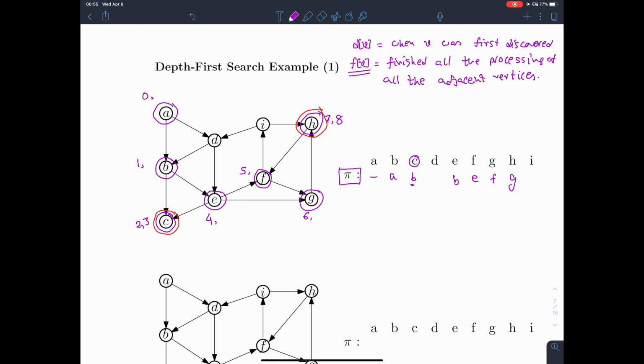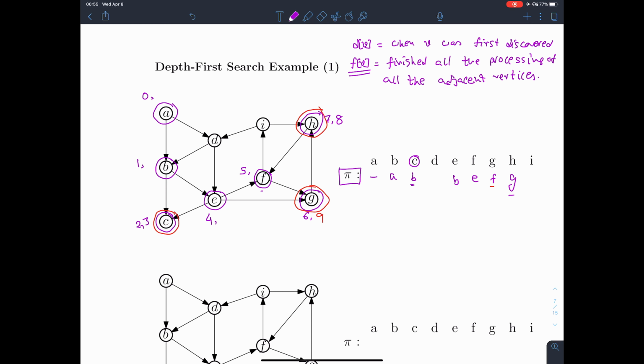So what is the parent of H? That is G. We go back to G. We look for any not visited adjacent vertex of G. Here there is none. So we can say we are finished with G. And we have finished with G at time 9. Next, we go back to the parent of G. The parent of G is F. So we came back to F.